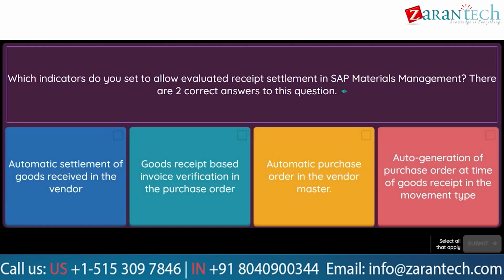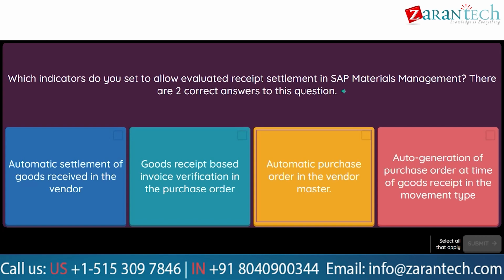Question: which indicators do you set to allow evaluated receipt settlement in SAP Materials Management? There are 2 correct answers to this question. Option 1: automatic settlement of goods received in the vendor. Option 2: goods receipt based invoice verification in the purchase order. Option 3: automatic purchase order in the vendor master. Option 4: auto generation of purchase order at time of goods receipt in the movement type.